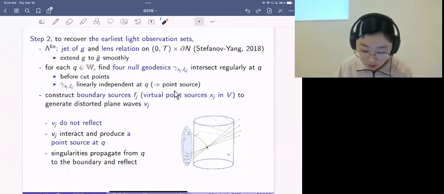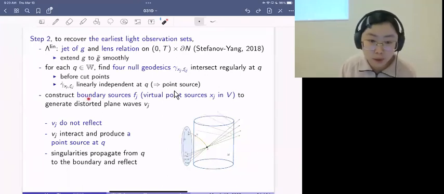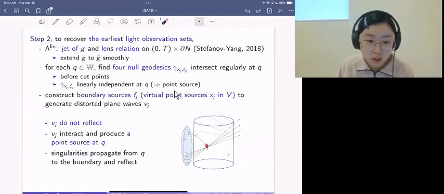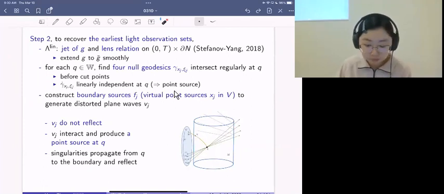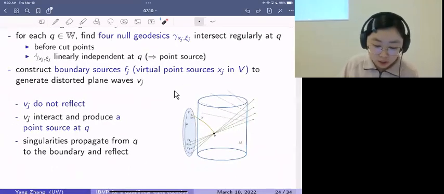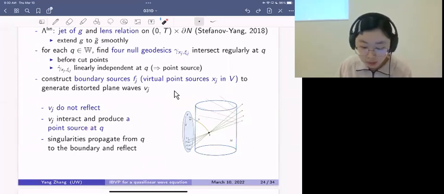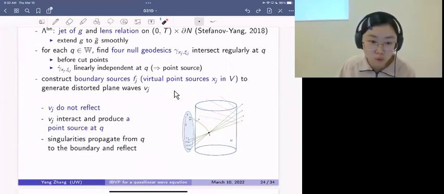So next, using these null geodesics, one can construct boundary sources corresponding to them. Here we use a virtual point source x_j to construct the boundary source f_j. These boundary sources will generate distorted plane waves v_j as before. Notice that the v_j do not reflect on the boundary, thanks to the nice properties of the four null geodesics. So the v_j will interact at the point Q, and they will produce a point source at Q.